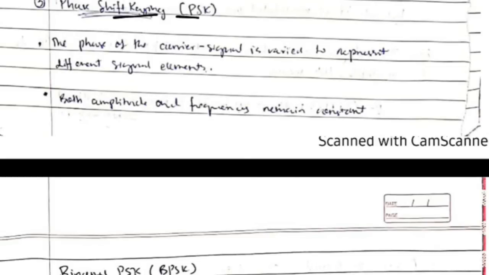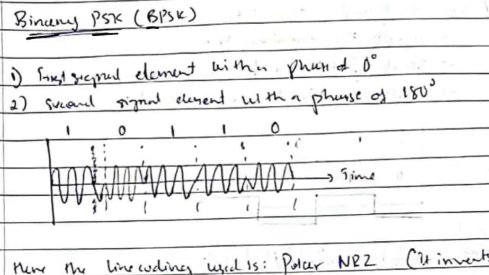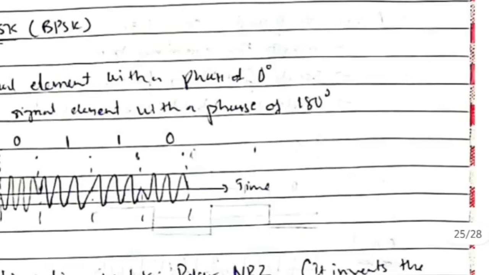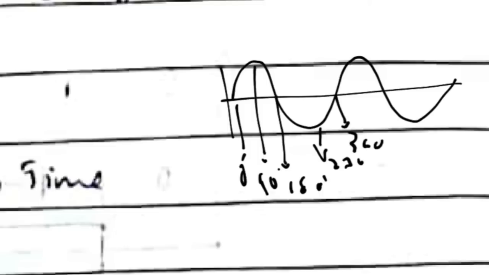Coming to phase shift keying, this means the phase is varied and the amplitude and frequency remain constant. So let's see what that means. If it's binary PSK, the first signal phase is 0 degree and the second signal phase is 180 degree. What is phase? Suppose this is the wave here. At this point the degree is 0, at this point it's 90, at this point it is 180, here it is 270, and at this point it is 360, or you can consider again from 0.